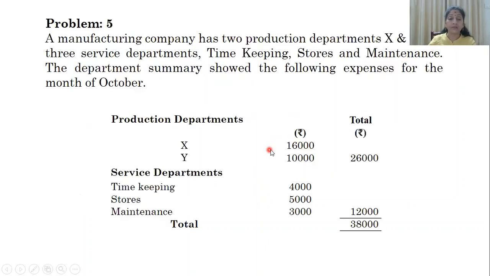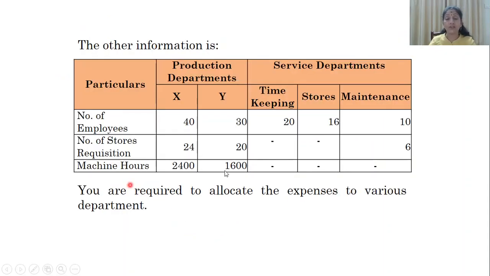Then the third one is maintenance. Maintenance 3,000 on the basis of machine hours, only to the production departments, in the ratio of 2,400 to 1,600. We have to shorten it. Okay. Then we move to the problem.